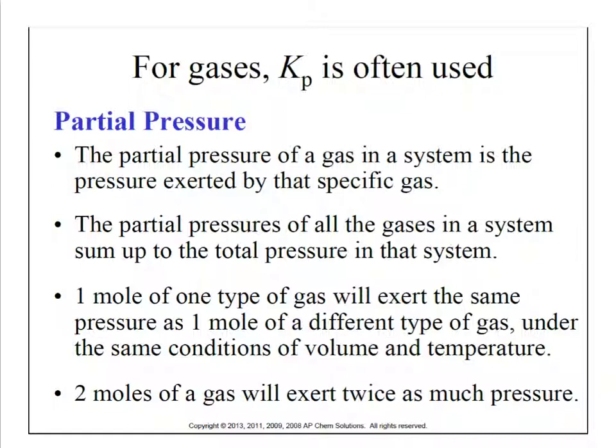They're the pressure exerted by each individual gas, and also 1 mole of any type of gas will exert the same amount of pressure. So if you have 1 mole of oxygen and 1 mole of nitrogen, even though they're different sizes, they're going to exert the same amount of pressure. And if you were to double both of them and have 2 moles of each, then you would double the pressure from each of them.